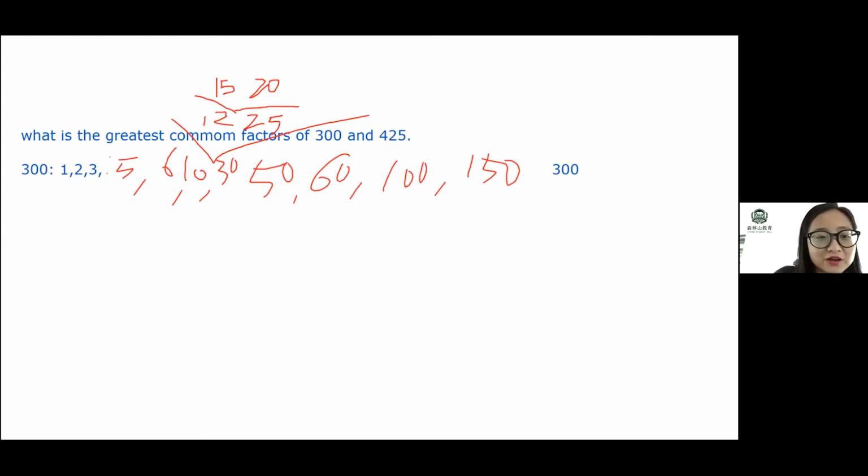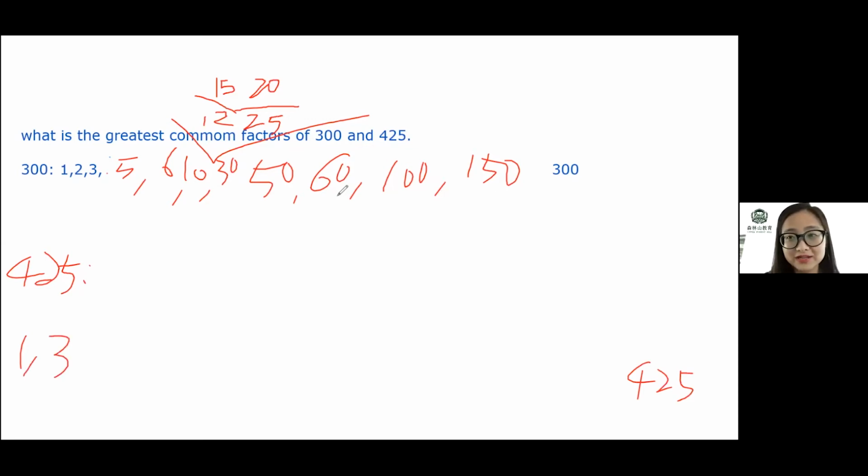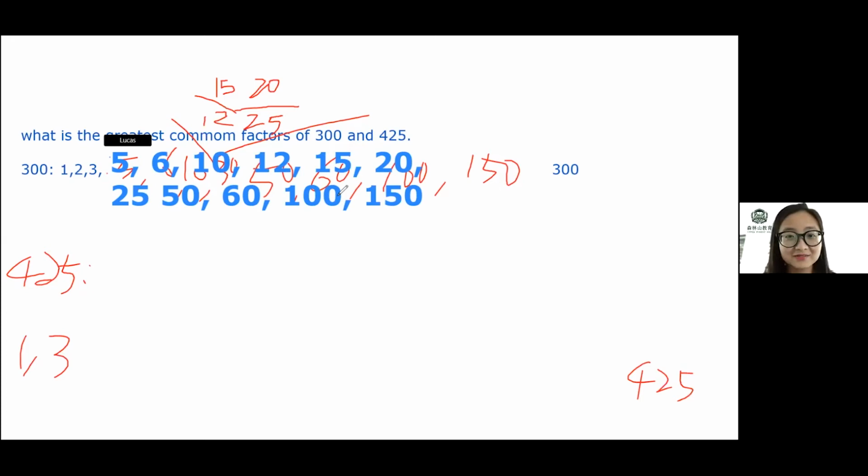So now for 425, oh my God. 425 usually has fewer factors than 300, okay? Even though the number is bigger, 300 is an even number, so it can be divided by a lot of numbers. So for 425, 1 and 425. Do you have 2? No. Do you have 3? Okay, you retry it for me, Lucas. So 3, do you have 3?